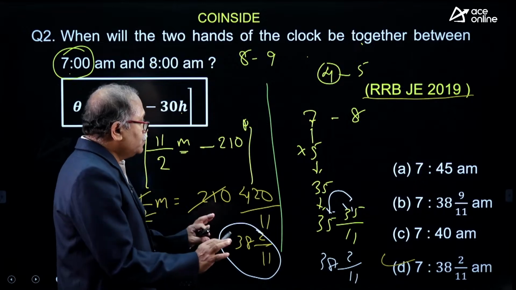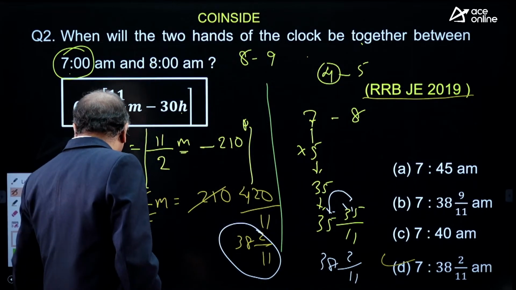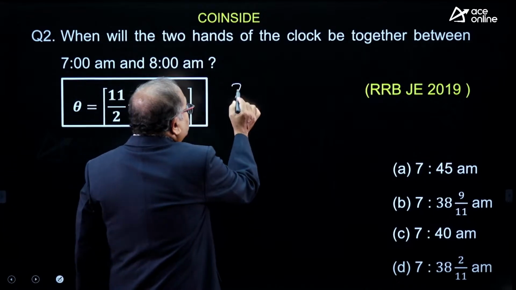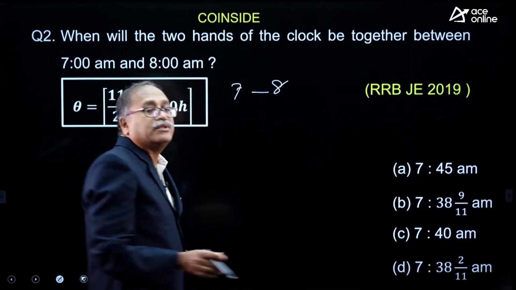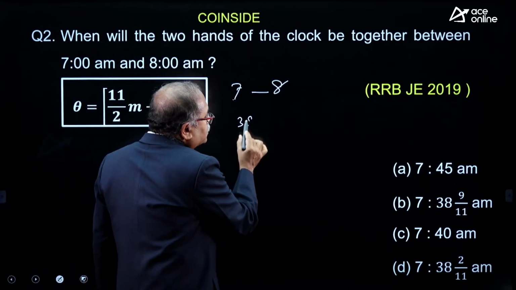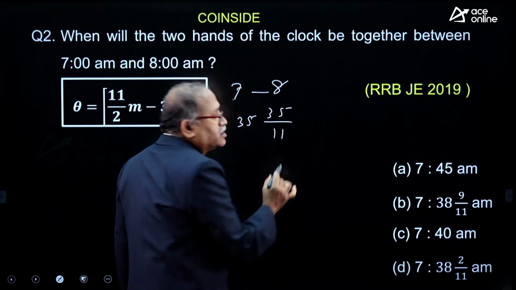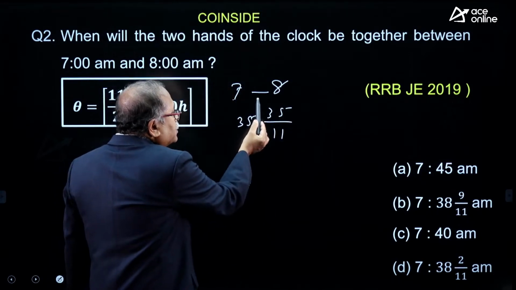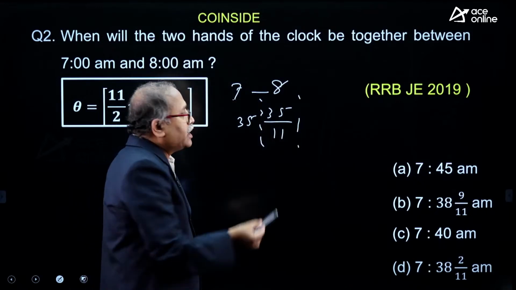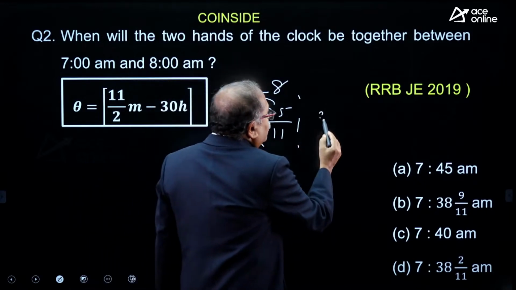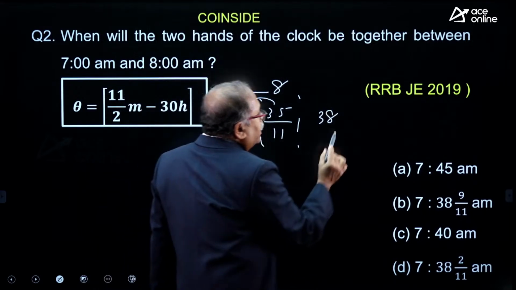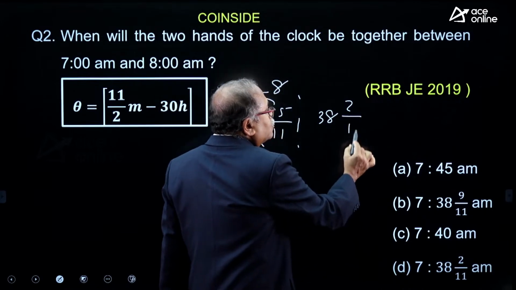So let me explain the second method. I am erasing it all because this is the first time you are approaching it. In between 7 o'clock to 8 o'clock, at what time will the hands of the clock get together? So 7 into 5 is 35. My answer is 35 by 11. That's all. So simplify this 35 by 11. In 35, when you divide by 11, 3 times, take that 3 over here. Your result is 38. 35 plus 3, 38. Your remainder is 2. So 38 2 by 11.